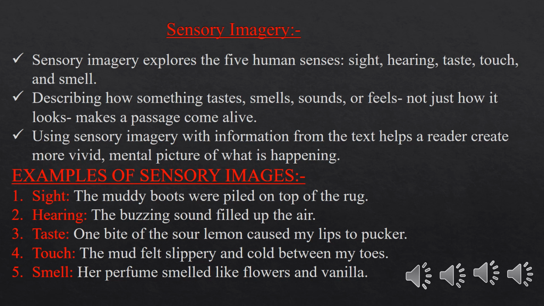Using sensory imagery with information from the text helps a reader create a more vivid mental picture of what is happening. This means when reading a text, you can create a sensory image by using your senses: sight, hearing, taste, touch, and smell. Let's read these examples of sensory images to have a clear idea about how to create your own sensory image.